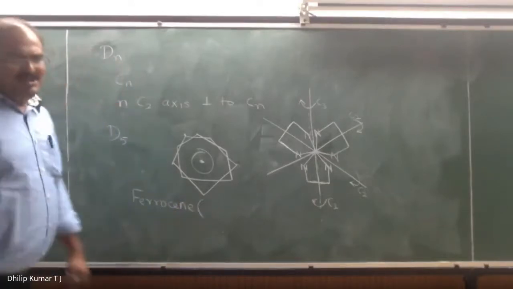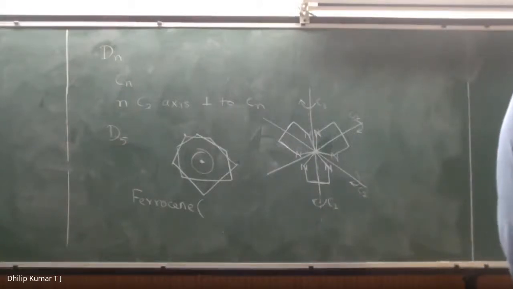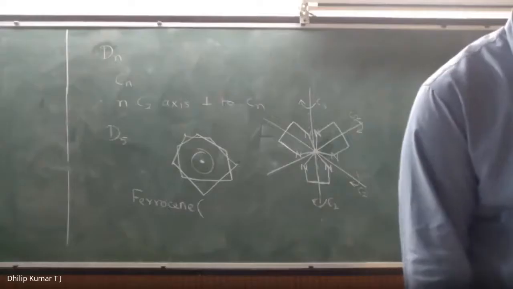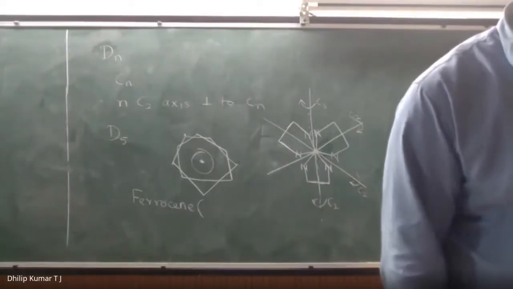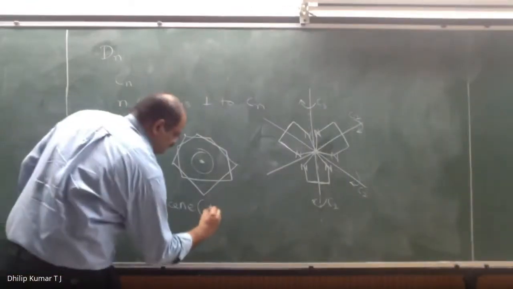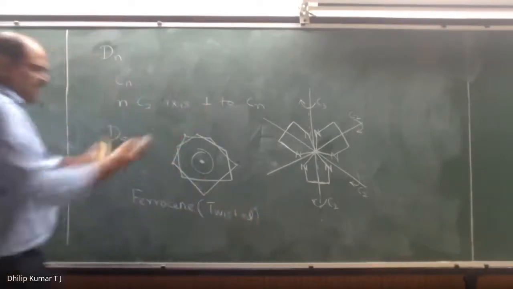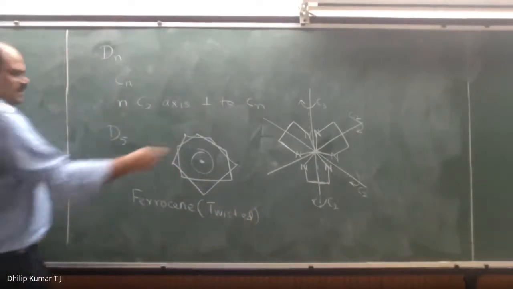Ferrocene, is it twisted or staggered? Let me check. It's twisted, sir. Twisted. D5 is, yeah, twisted. Twisted is fine. So ferrocene twisted. Or some books say staggered also. But anyway, it is just two cyclopentadienyl groups.